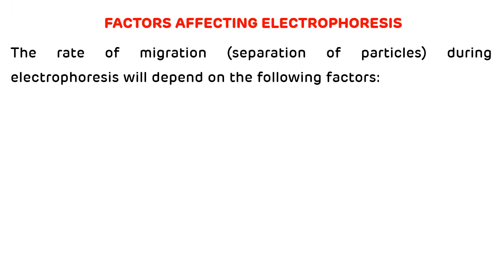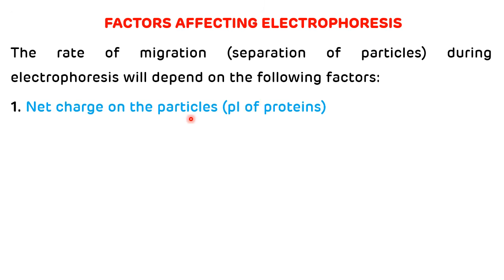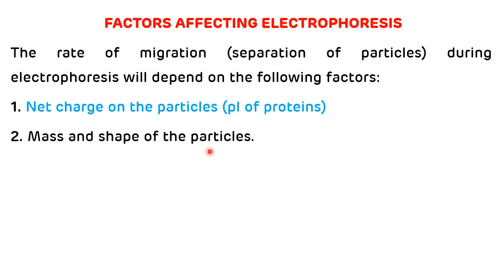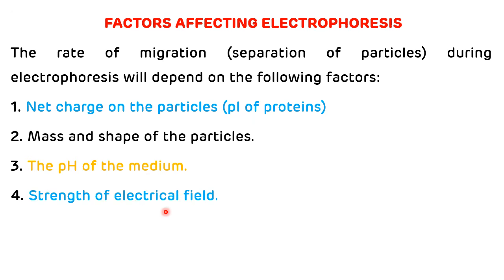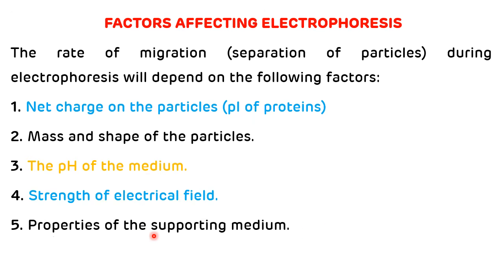Now, what are the various factors affecting electrophoresis? The rate of migration, that is separation of particles during electrophoresis, depends on various factors like net charge on the particles, mass and shape of the particles, the pH of medium, strength of electrical field, properties of the supporting medium, and temperature. So these are the various factors affecting electrophoresis or separation of particles.